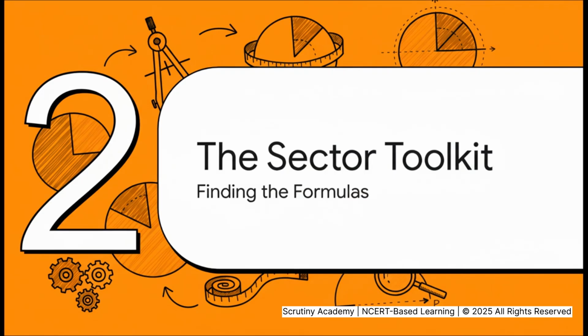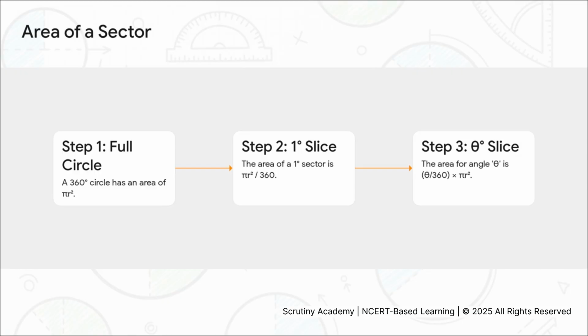All right, with our definitions down, it is time to build our toolkit. We're officially moving from what is it to how do we measure it. And trust me, these are the core formulas you are going to need. So how do we get this formula? It's not magic, it's actually super logical.